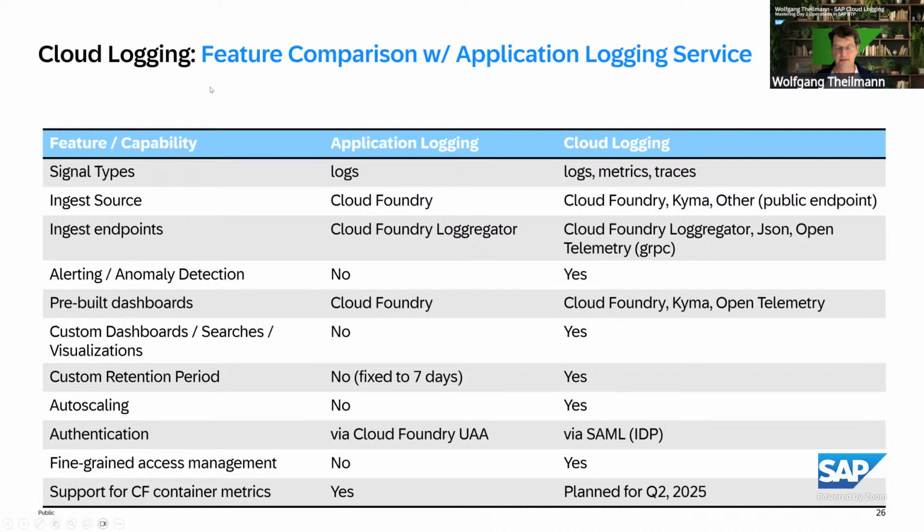Here, a feature comparison between application and cloud logging. Basically, you see on the right-hand side, all the features from application logging are still in cloud logging, but there are many, many more. Let me just point to two differences. So the first one is here further down. It's the authentication mechanism. In application logging, authentication was done by a Cloud Foundry or UAA. In cloud logging, this is no more appropriate because cloud logging is generalized. It's not only for Cloud Foundry, but for many environments. Therefore, we went for a SAML-based authentication or authorization model together with an IDP.